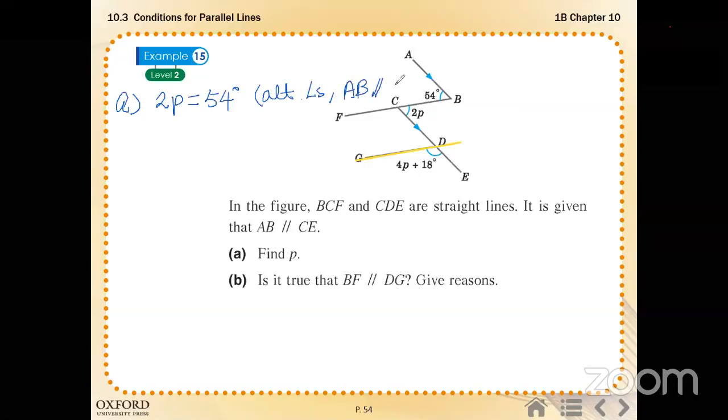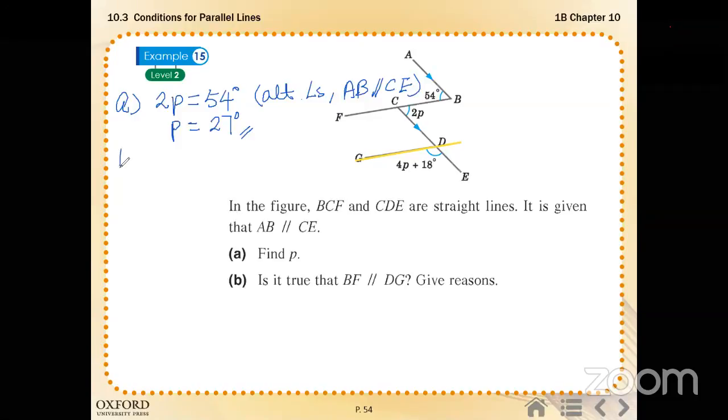Because I know these two lines are parallel, and therefore I know these two angles are equal. Okay, I have parallel lines first. The result at the end, I know these two angles are equal. Okay, this is section 2. And therefore in this case, I know p is 27. Okay, this is part A, finished.